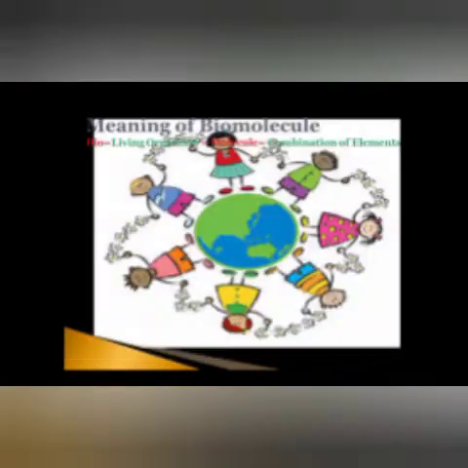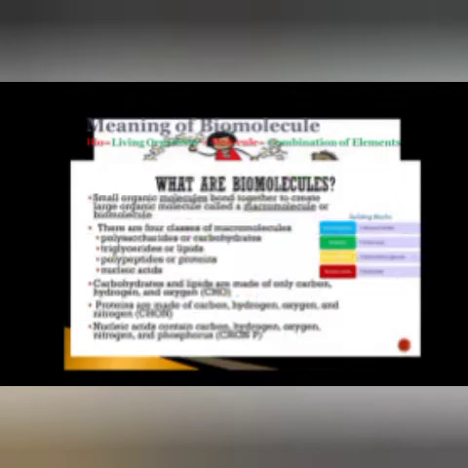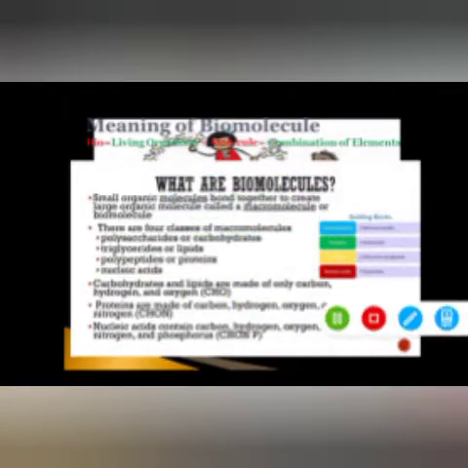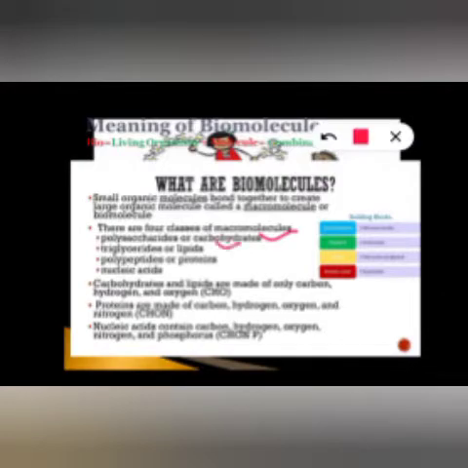Okay, after this, the meaning of biomolecule: bio means living organism, molecule means combination of elements. So these are small organic molecules which bind together to create large organic molecules called macromolecules or biomolecules. There are 4 classes of macromolecules: carbohydrate, protein, lipids, and nucleic acid. One by one we will study them in detail. We have already started carbohydrate.